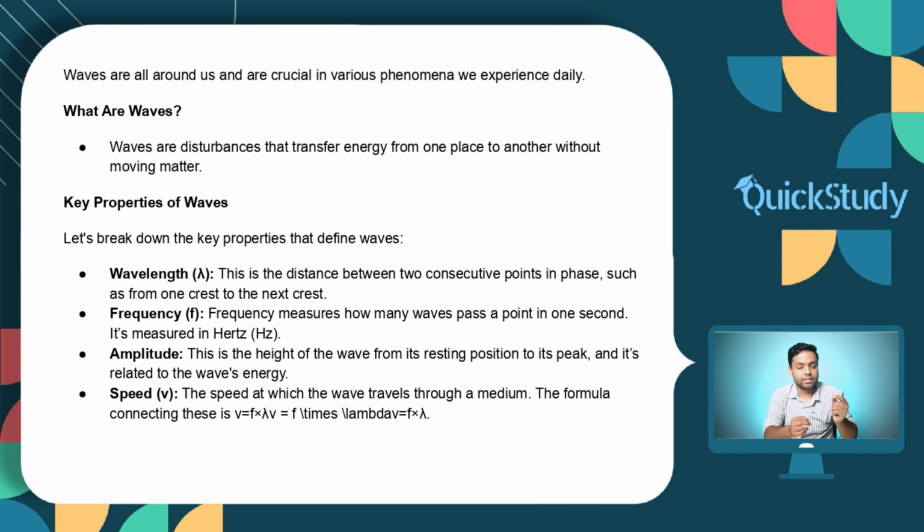Wavelength is the distance from one point to another in a wave. Frequency is the measure of how many waves are passing in 1 second. Amplitude, on the other hand, is the height of the wave, the highest extent that a wave can reach. The speed at which the waves travel from one place to another or from one medium to another is known as its wave speed. The formula for it is wave speed is equal to frequency multiplied by its wavelength.